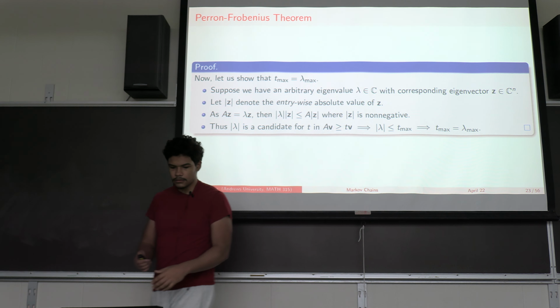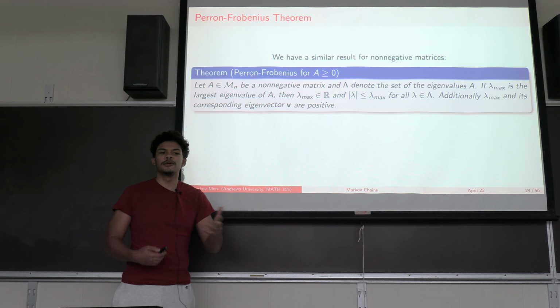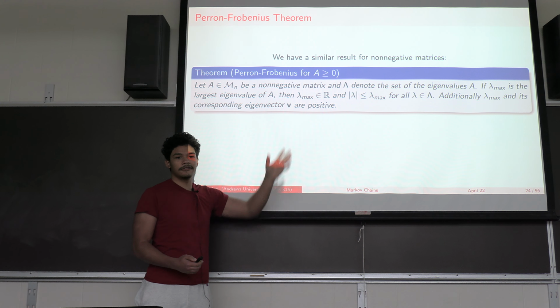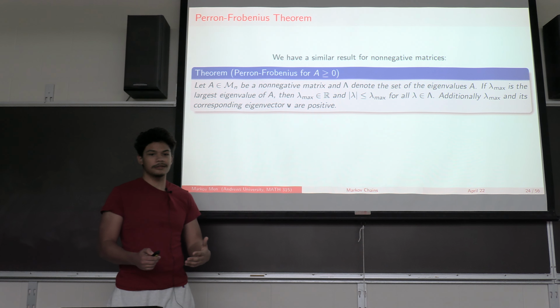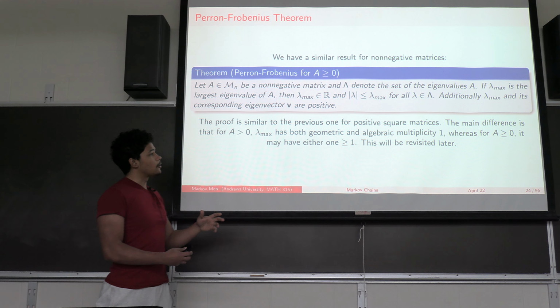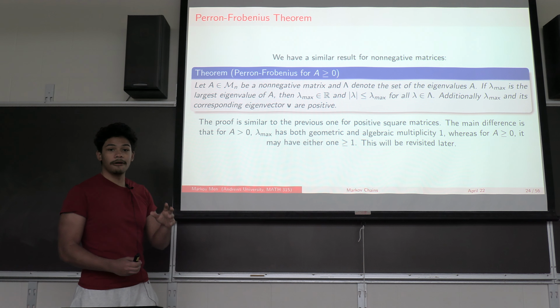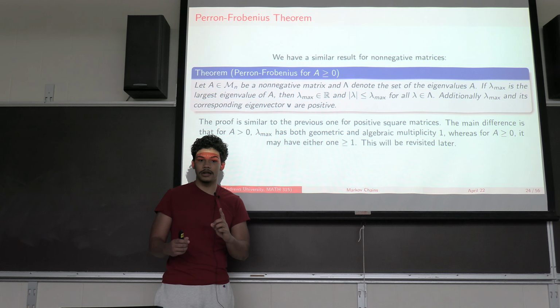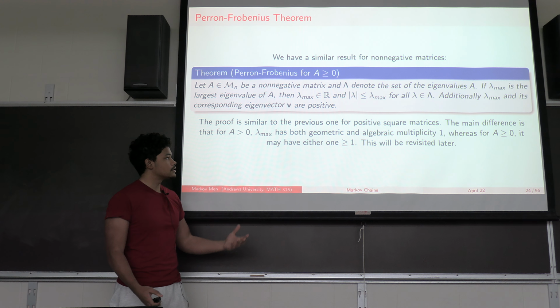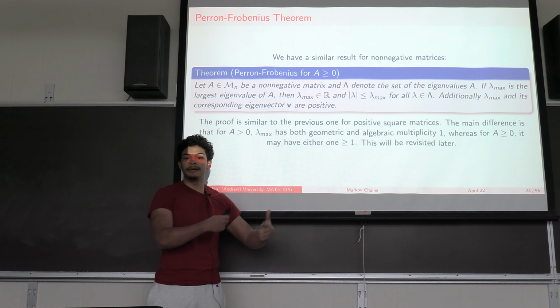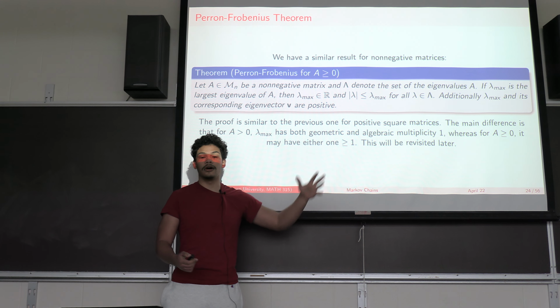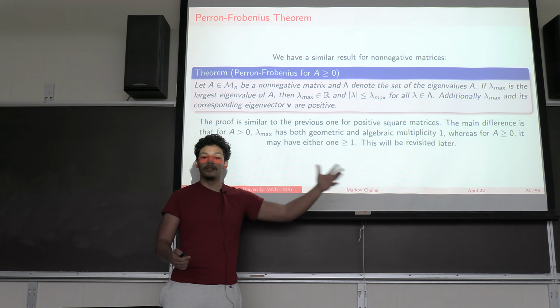So again, there's the Frobenius part of this theorem for non-negative matrices, and the proof follows very similarly, just making the distinction that if A is non-negative, we get a slightly different conclusion, and that is that for positive square matrices, our lambda max has geometric and algebraic multiplicity of just 1. Whereas for non-negative matrices, our largest eigenvalue may repeat multiple times, right? So it'll be greater than or equal to all the other eigenvalues as opposed to strictly greater than.